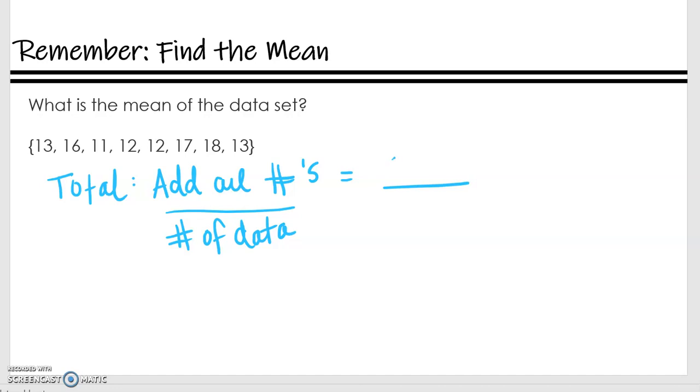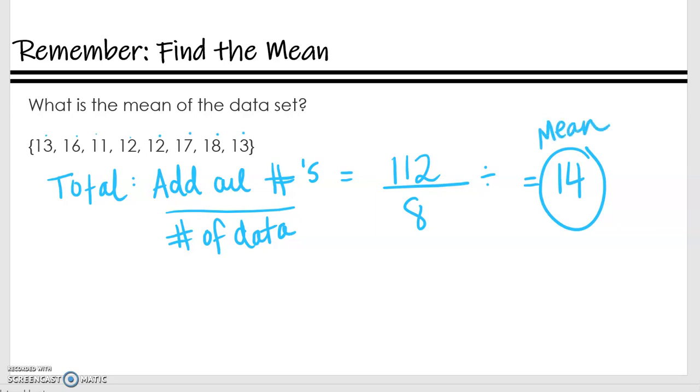Okay, I got 112. And I have 1, 2, 3, 4, 5, 6, 7, 8 numbers. So I'm dividing those. And that equals 14. And a good rule of thumb is to make sure that the answer you get for your mean or average is a number that would fall kind of in the middle of all of your data, because it is an average of everything.